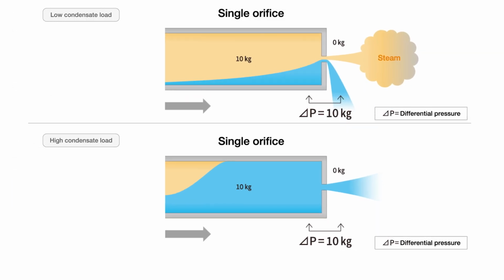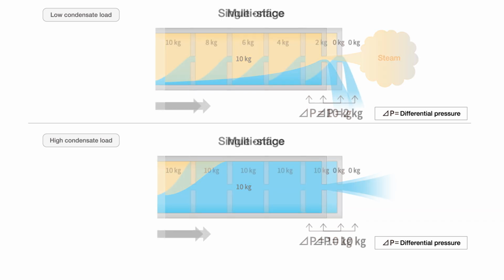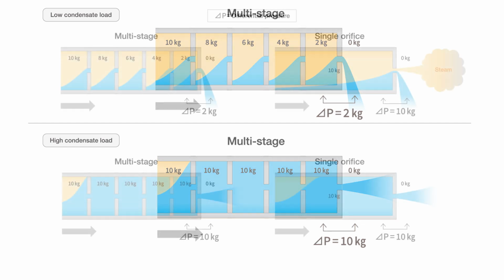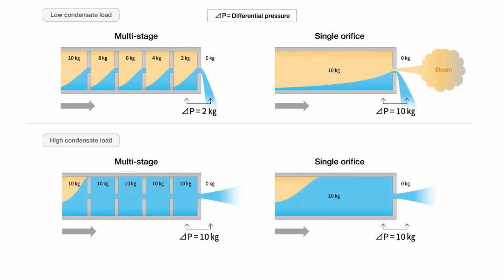In a single orifice trap, flow always occurs under the full differential pressure. But in a multi-stage trap, the effective pressure changes depending on condensate flow. When condensate flow is small, the differential pressure decreases. Steam leakage becomes less likely. When condensate flow increases, the pressure difference increases. More condensate can pass. The differential pressure adapts to the condensate flow. This is why the usable operating range is much wider.